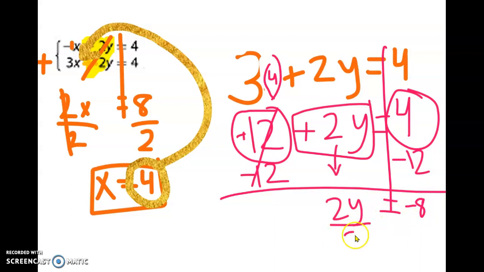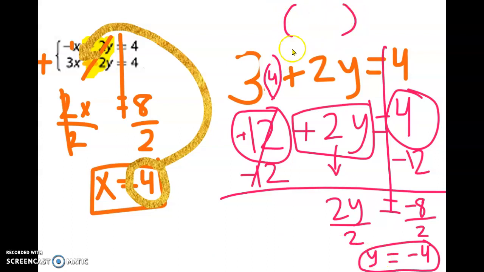And then I divide by 2, y equals negative 4. Okay, so I think that x is 4 and y is 4. That's my assertion, my I guess hypothesis, if you will. I'm going to say that x is 4 and y is negative 4.